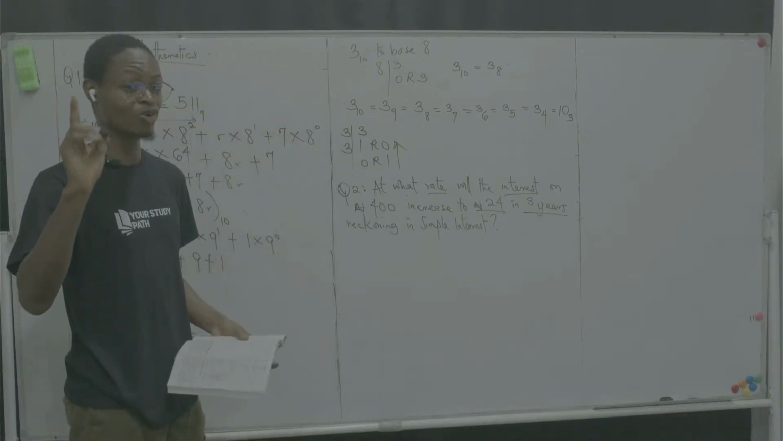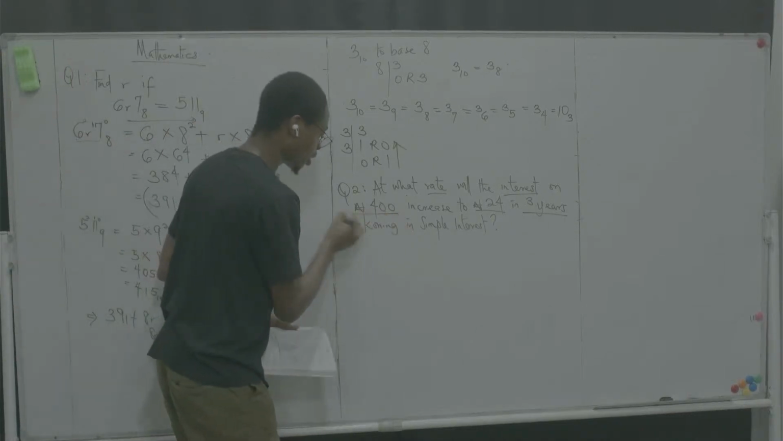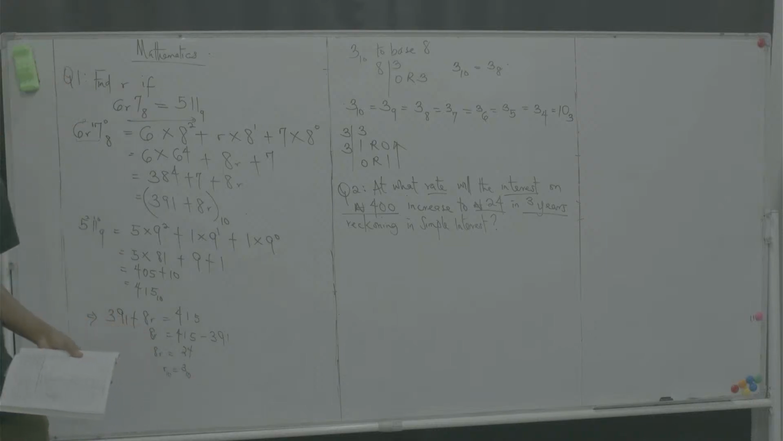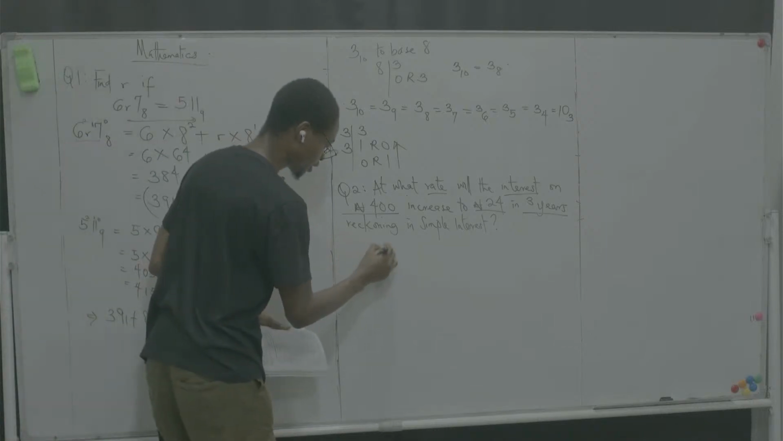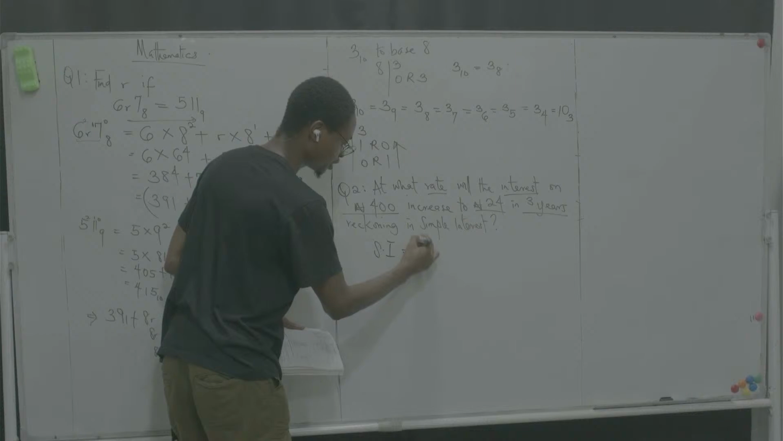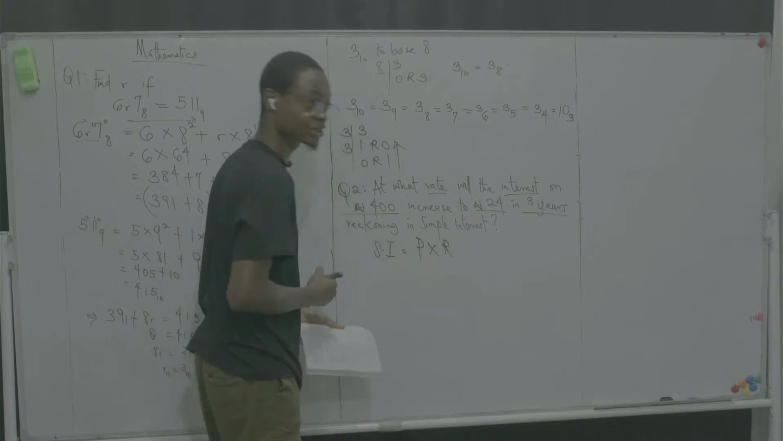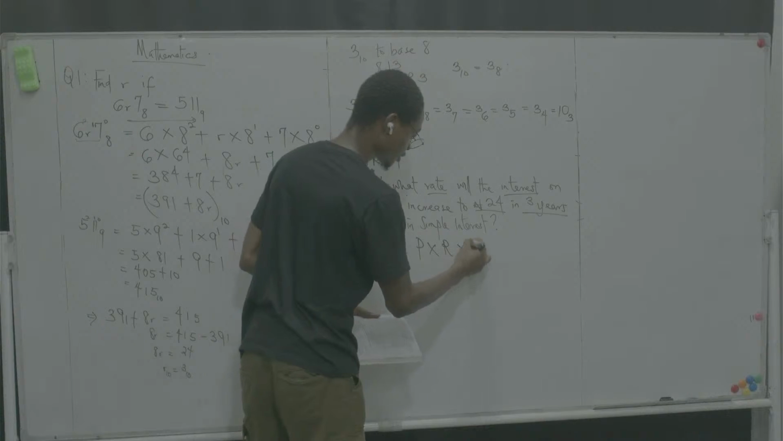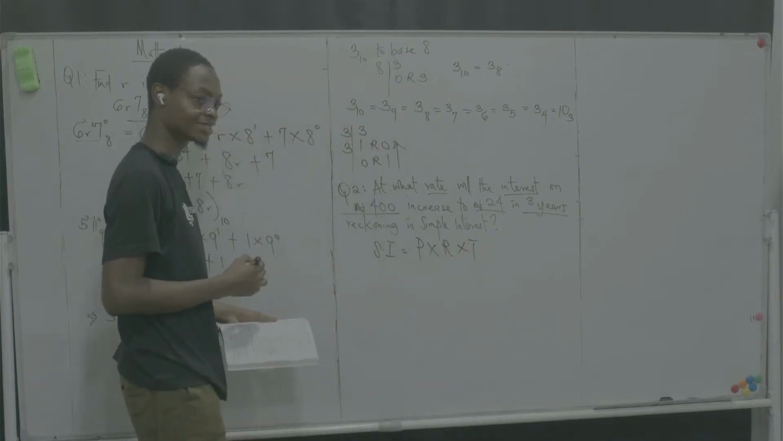What is the capital, or what is the principal? The principal is 400 naira, right? Now, don't forget the formula for simple interest. Simple interest tells you what? Simple interest is equal to the principal times the rate, which is in percentages, Abi, times time. It's not over, it's times.